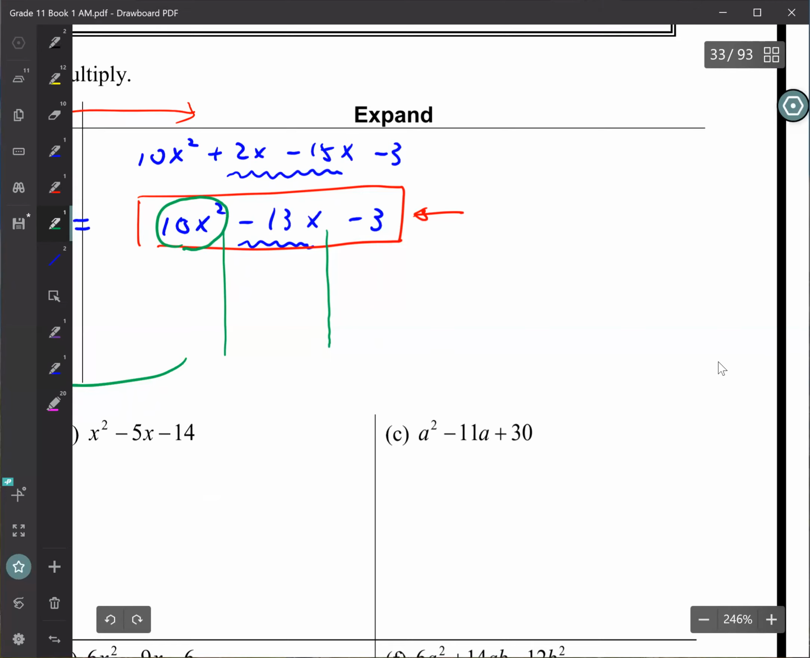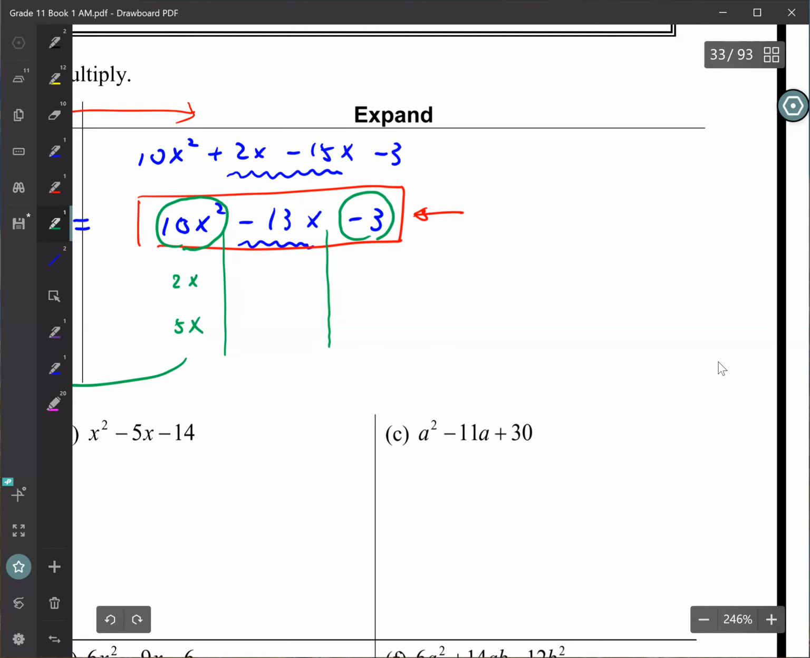There are many possibilities. You could use 1x times 10x, or 2x times 5x, or negative. Usually if the front is positive, you don't use any negative sign. So let's say we pick 2x and 5x. And then you move on to the last one.